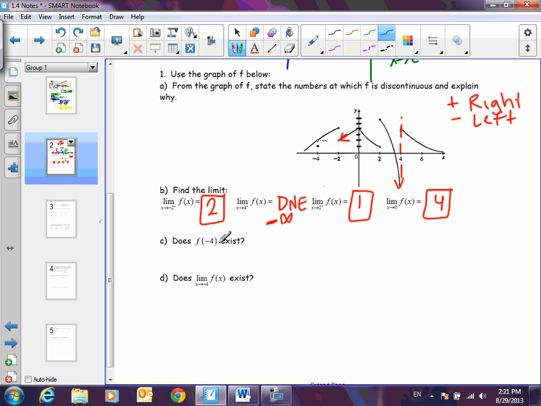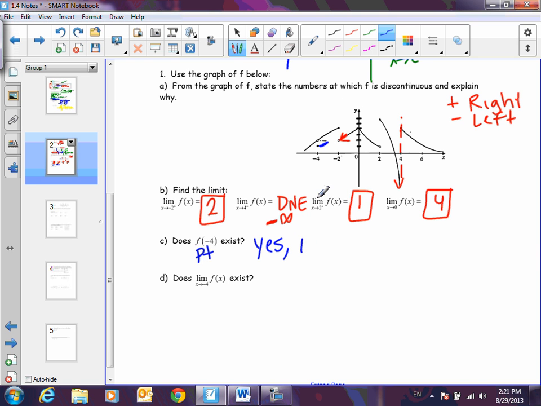Okay, now let's look at C. Does f of negative 4 exist? This is talking about the point. If I want you to look at the limit, I'm going to say LIM. So if you don't see LIM, it's the point. So f of negative 4, the actual point right here. Yes, it exists, and what is that y value?